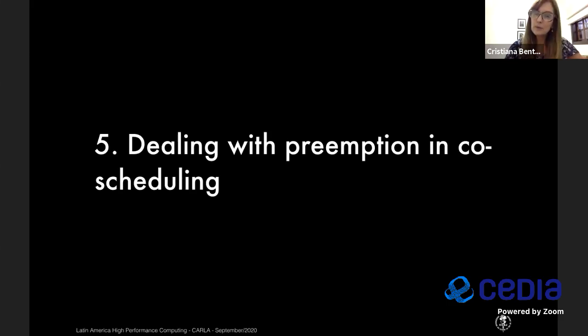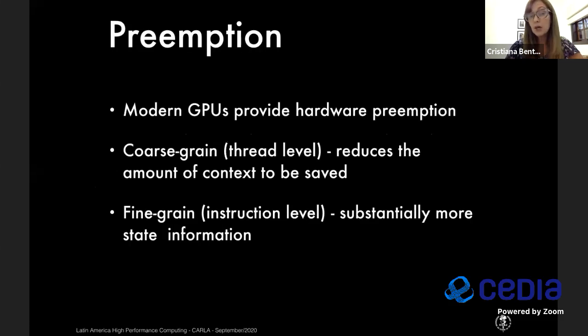I will go very fast on preemption, the last topic. Modern GPUs provide preemption. We have preemption at thread level, where we have to wait for the threads to finish, and then we can preempt. In this case, the context to be saved is very small and very fast to save. But we also have fine-grained, instruction-level preemption. In this case, the number of resources to save is very high.